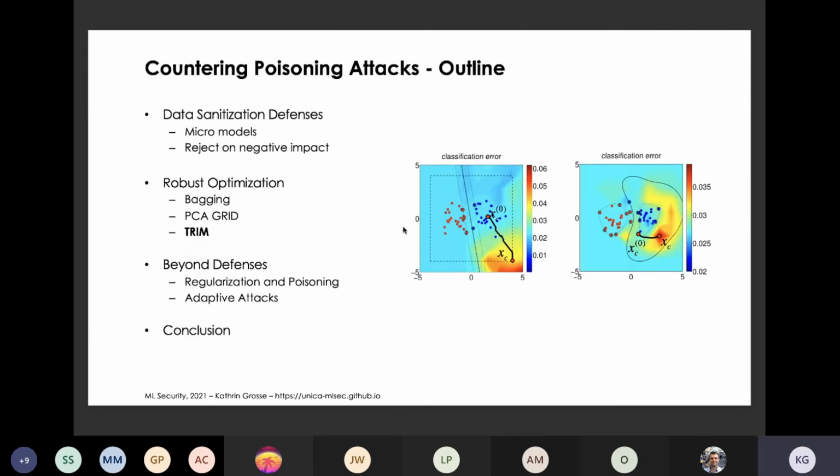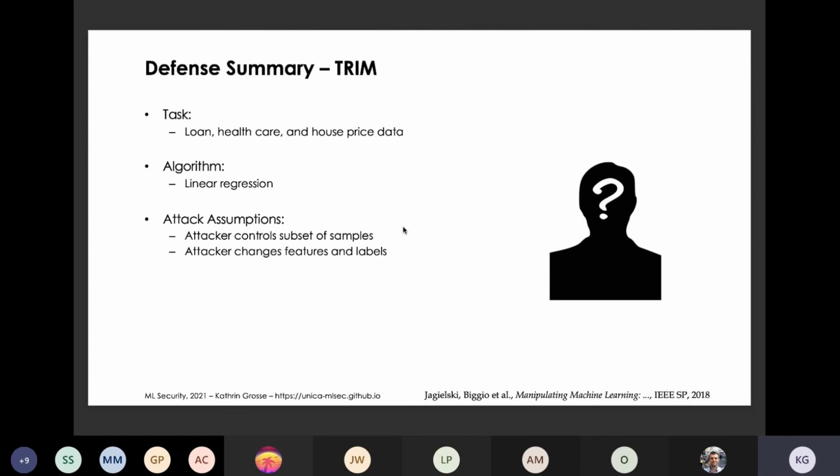All right, so let us talk about TRIM, which is another defense. And the task in this case is, there are three tasks actually: loan, healthcare, and house price data. And the algorithm is a linear regression. So these are just three data sets to show that this linear regression can be applied and can be poisoned. And attack assumptions, as before, are that the attacker controls a subset of the samples and that the attacker in this case can change both the features and the labels.